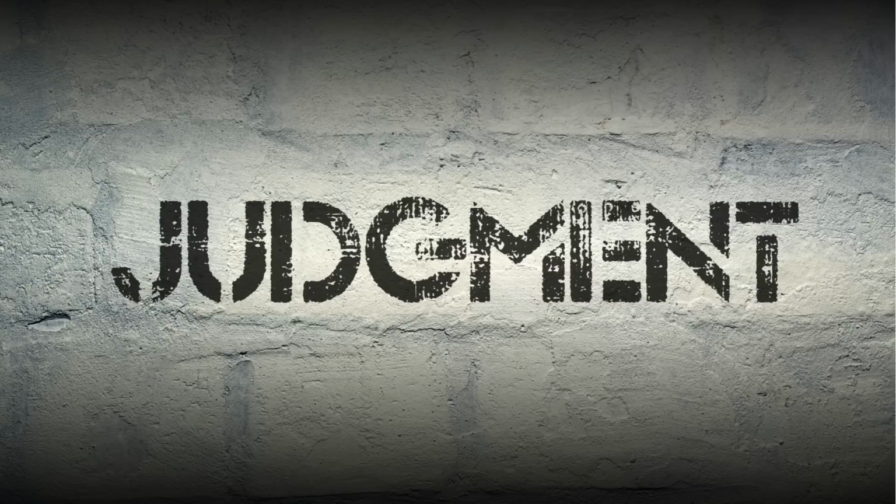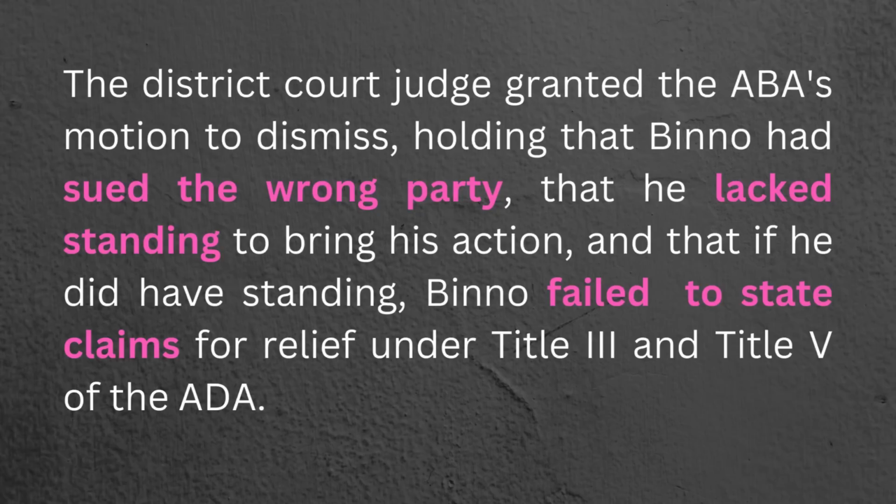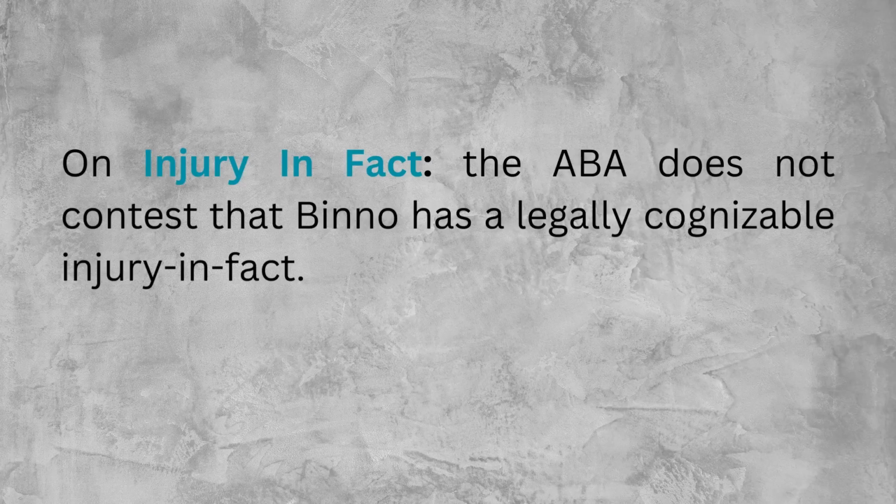Well, here is the judgment. The district court judge granted the ABA's motion to dismiss, holding that Beno had sued the wrong party, that he lacked standing to bring his action, and that if he did have standing, he failed to state claims for relief under Title III and Title V of the ADA. So now let's look at them specifically. On the first element, injury in fact, the ABA did not dispute it. The ABA does not contest that Beno has a legally cognizable injury in fact.